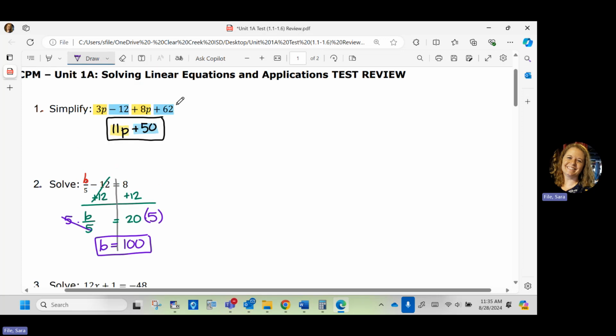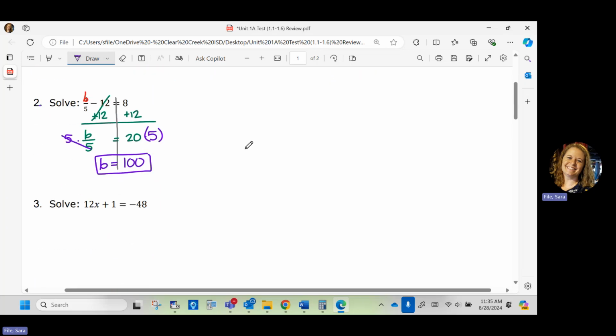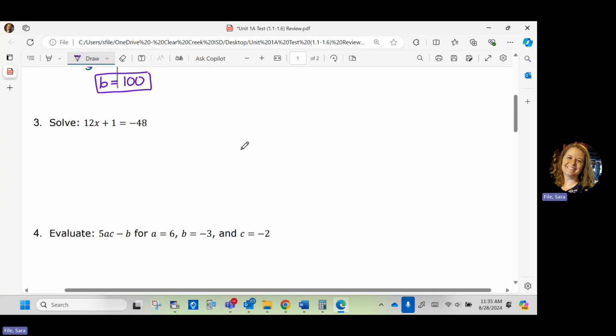And like on number 1, there wasn't really work to show, but I highlighted. Highlighting was showing my work. You could have underlined the ones that you're combining or circled the ones that you're combining. So that is showing work. So if you show that on your test, I can give you some points even if you get the final answer wrong. Okay, so just make sure you are showing as much work as possible.